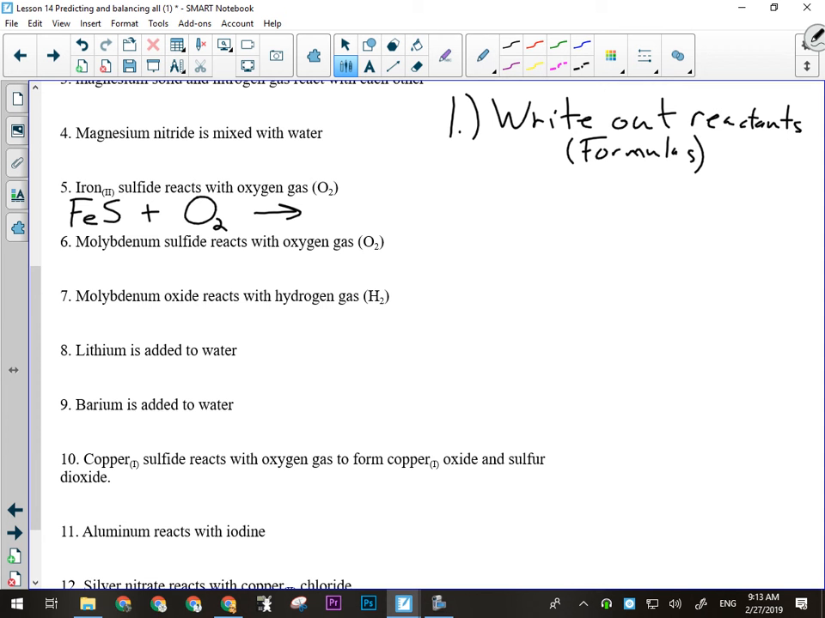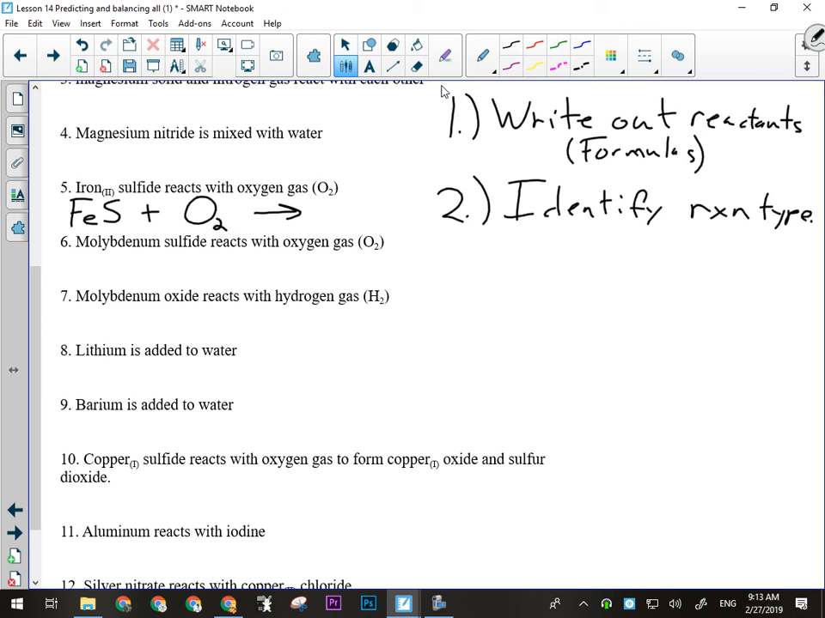The next thing I need to do is identify the reaction type. Incidentally, RXN is shorthand for reaction, so anytime you see me write RXN, it's reaction. So I need to identify the reaction type.